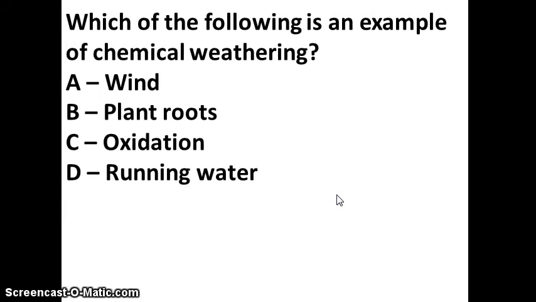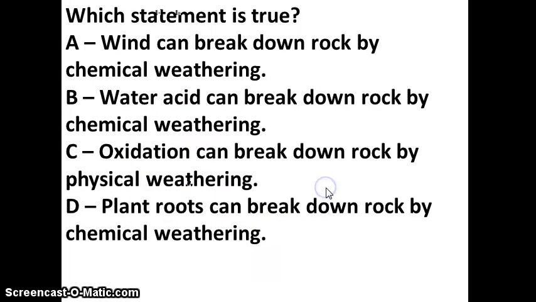Which of the examples is chemical weathering? Oxidation is our example of chemical weathering. Which of the statements is true? Wind can break down rock by chemical weathering. Nope. Water acid can break down rock by chemical weathering. Oxidation can break down rock by physical weathering, and plant roots can break down rock by chemical weathering. So again, B being the main one there, where the water acid can break down rock through chemical weathering.